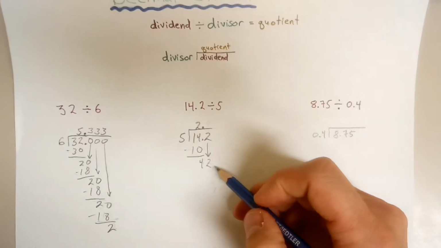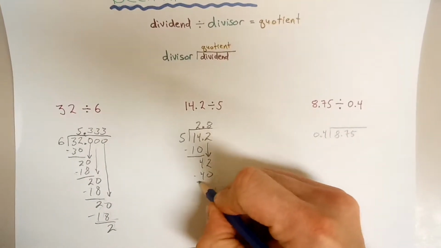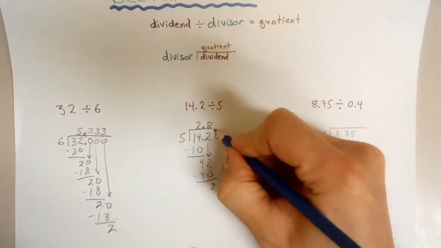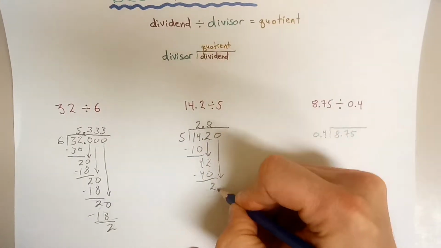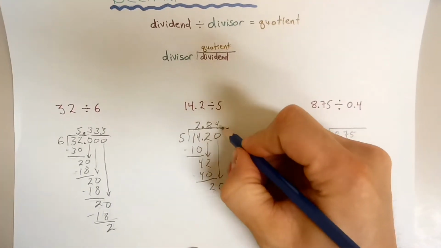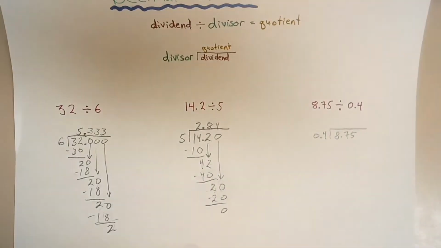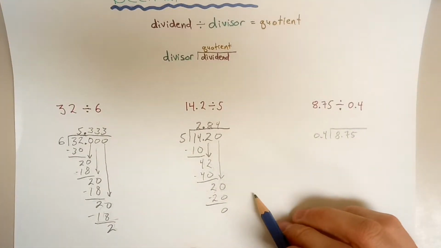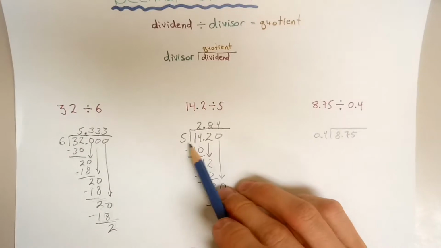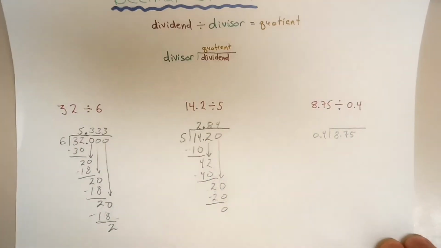How many times does 5 go into 42? 8 times. 8 times 5 is 40. 2 left. Add a 0 just like we did before and bring it down. How many times does 5 go into 20? 4 times. 5 times 4 is 20. No remainder. Great, we're done. When we get no remainder, we're finished. 14.2 divided by 5 is 2 84/100ths.